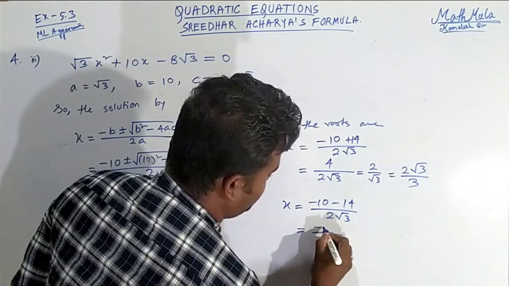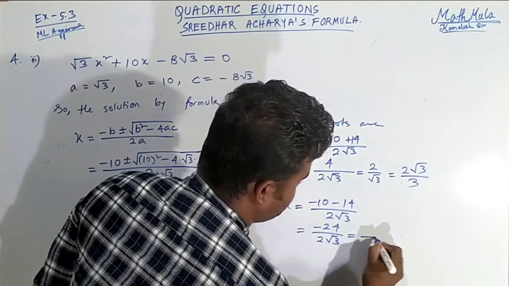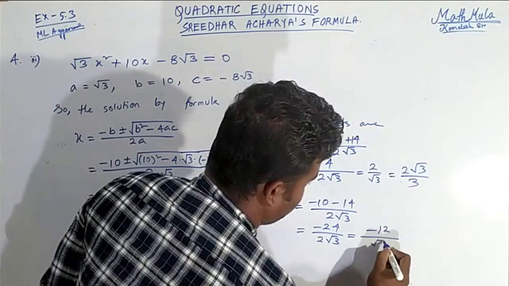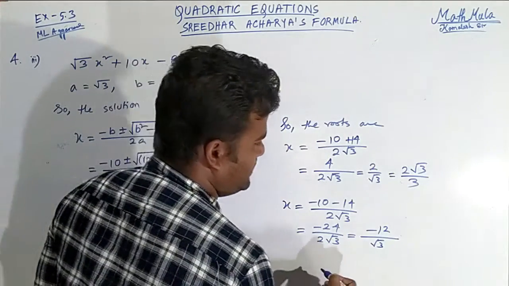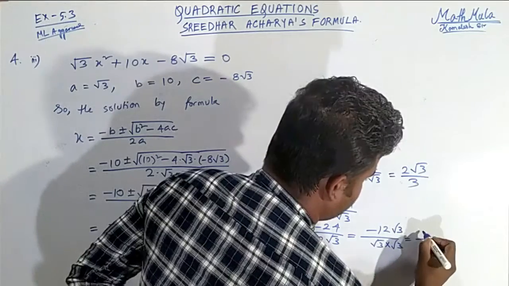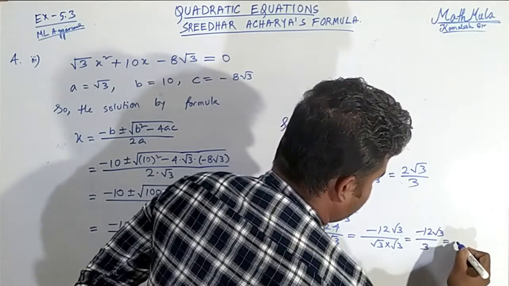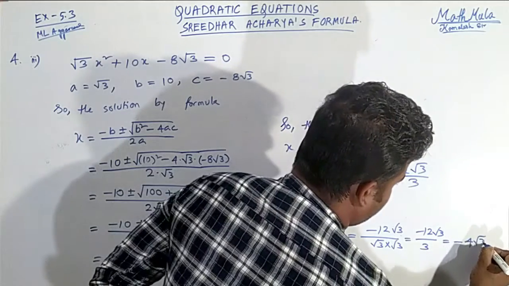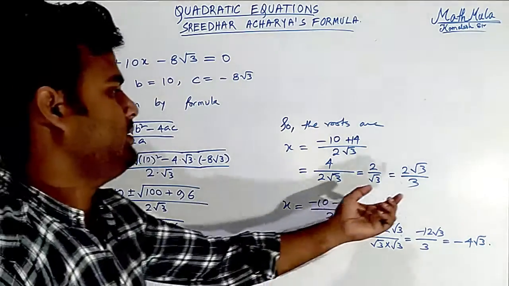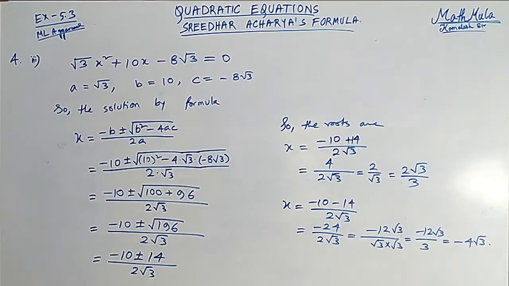Now this is equal to minus 24 by 2 root 3. This is equal to minus 12 by root 3. Now make it a rational number. So multiply root 3 by root 3, which is equal to minus 12 root 3 by 3. This is equal to minus 4 root 3. So the roots are 2 root 3 by 3 and minus 4 root 3. That's it.